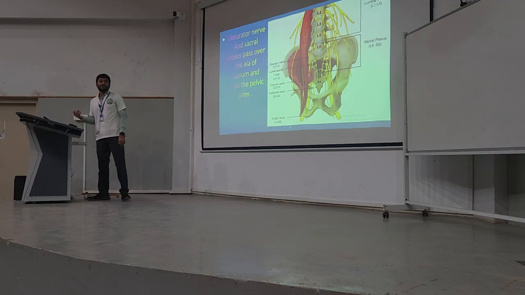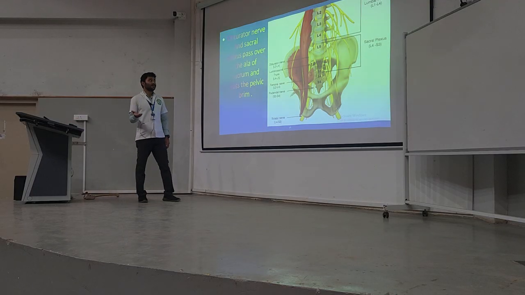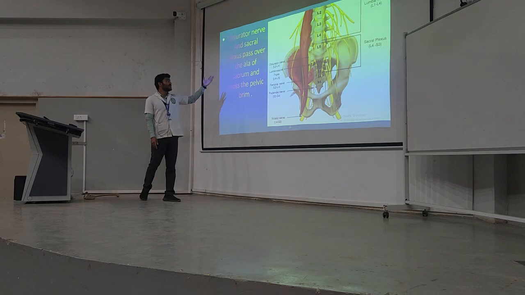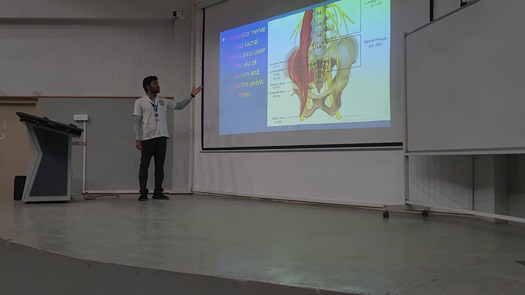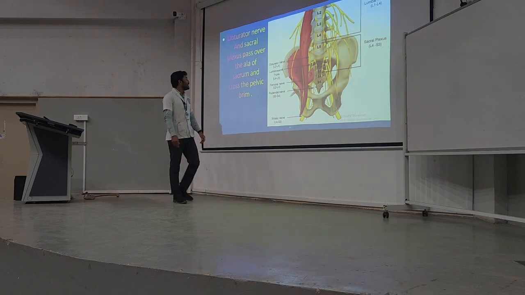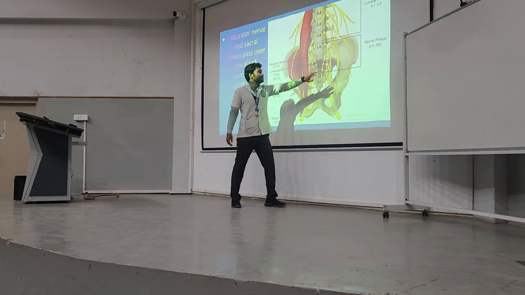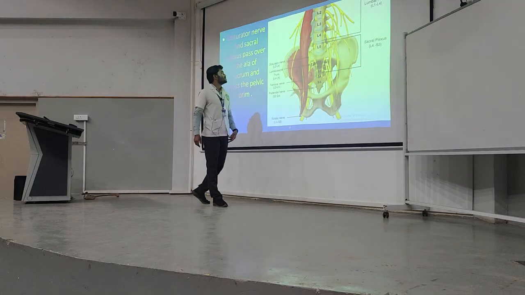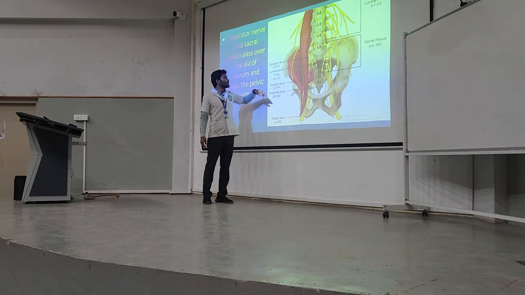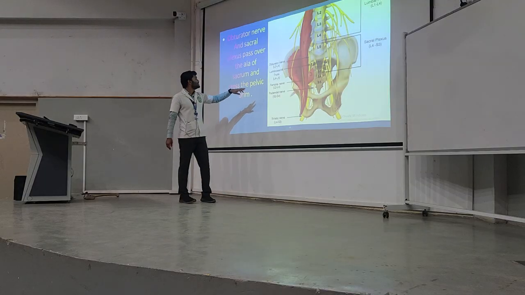The important nerves that pass through the pelvis are the obturator nerve and the sacral plexus. It passes over the ala of the sacrum and crosses the pelvic brim. So the ala of the sacrum is this part and the pelvic brim is this. So here you can see the obturator nerve and sacral plexus.